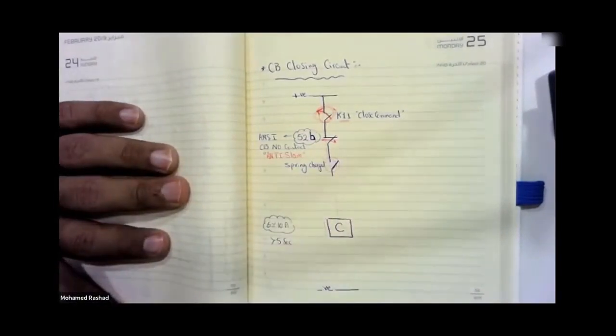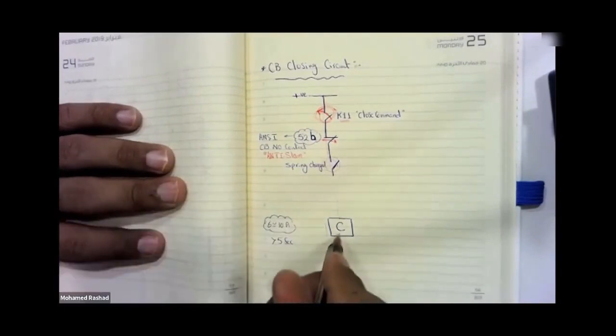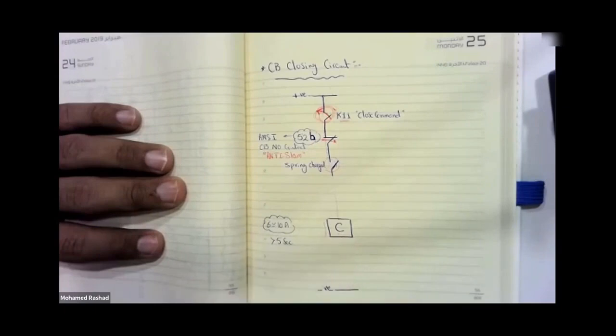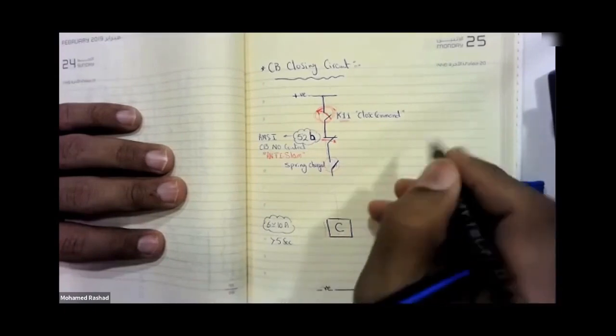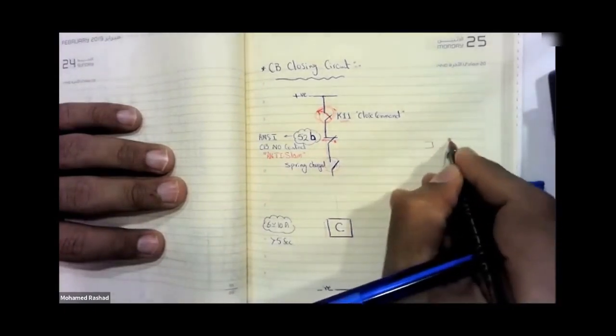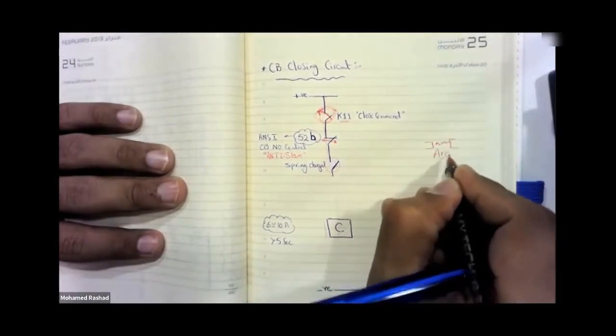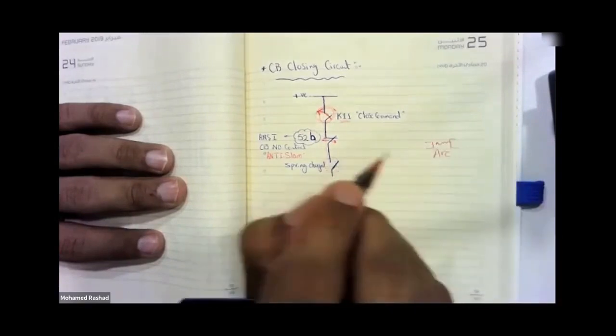There are several dangers. The first danger is that now you are repeatedly closing and opening the breaker on a fault. This means you are continuously closing and opening it. And what happens between the poles? There is an arc forming between them, right or wrong. This way, your poles will get damaged.